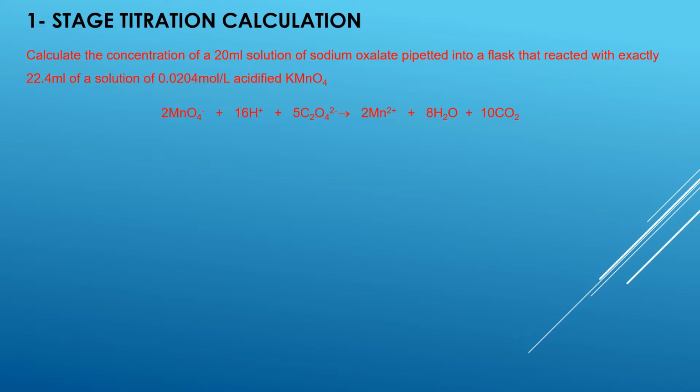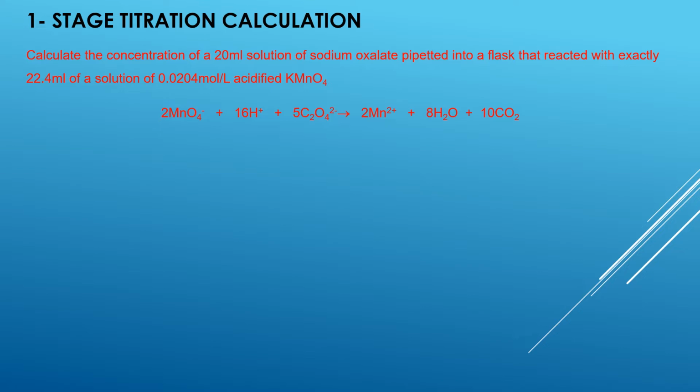In this case, it says, calculate the concentration of a 20 ml solution of sodium oxalate. The sodium oxalate contains oxalate ion. So that's our first reagent. We put it into a flask that reacted with exactly 22.4 ml of a 0.0204 moles per liter acidified potassium permanganate. So that's our second reactant. If you have two reactants in the question, that's a one-stage titration. Our first step of the calculation is already done here, where the overall equation is already balanced.